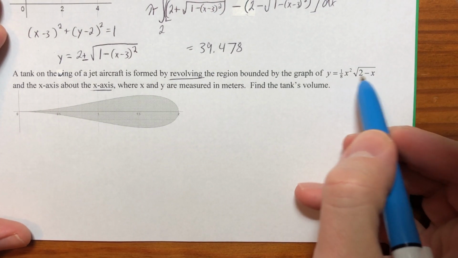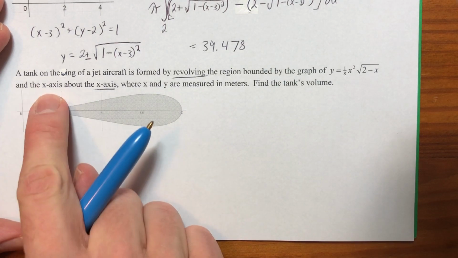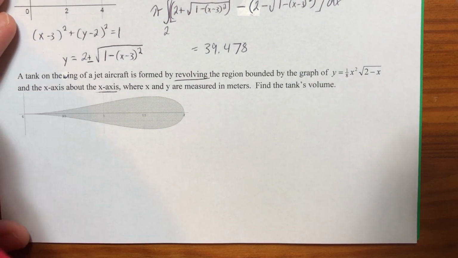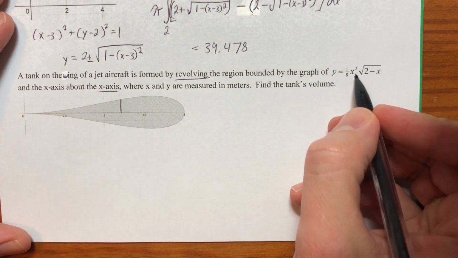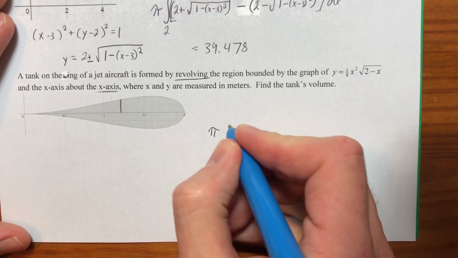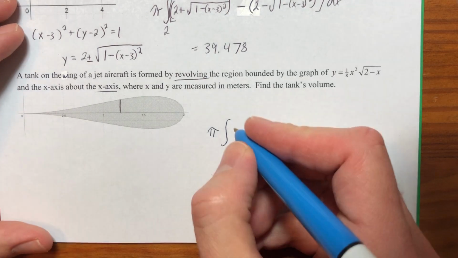And they gave us the equation, and it's bound between that equation and the x-axis. So we're rotating it this way. At any given point, like here, the radius is given by that function. And so we do the same thing we've been doing. It's just the same type of problem. It just has a more practical application for it.